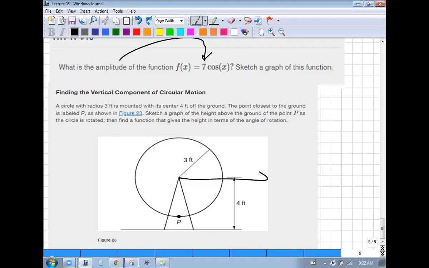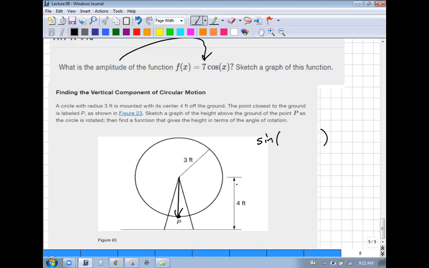We like our angles to start over here, right? But they're saying, no, we're starting down there. So that's going to make things a little awkward. We want the height, right? Well, the height would be the y value, the up and down. So that tells us we want to use sine. This is going to be sine of something.